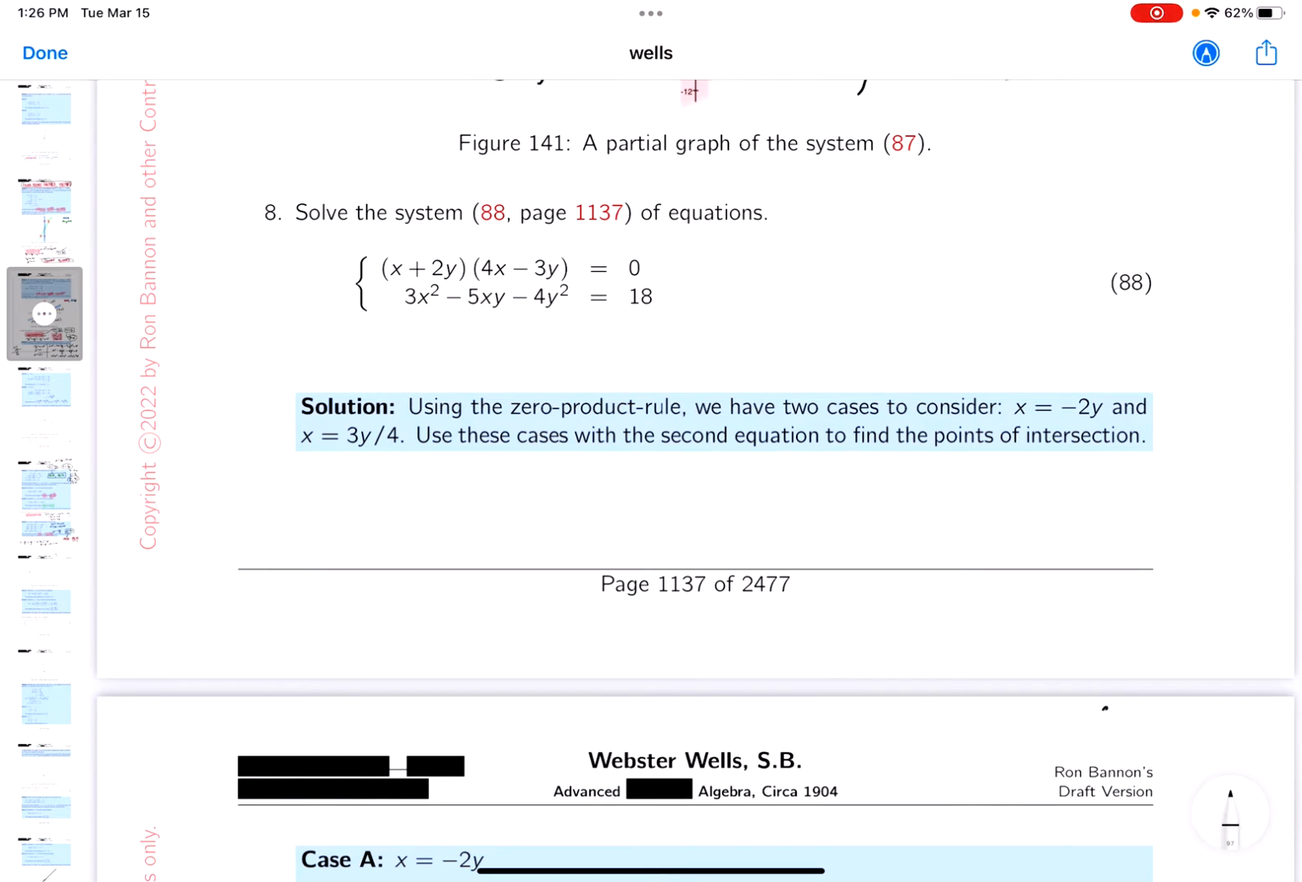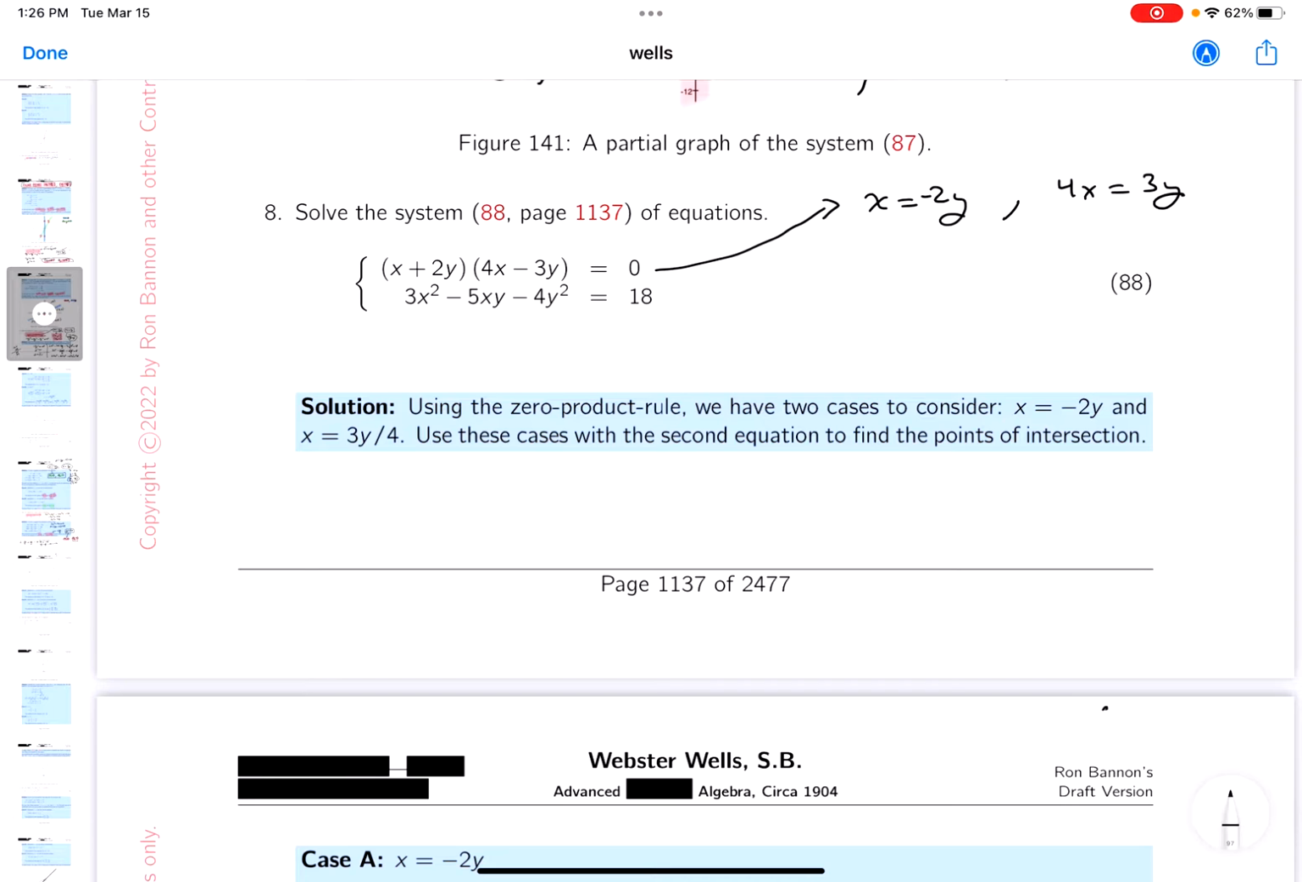Okay, let's use the zero product rule. So on the first one, it's a product that equals 0. So that means x equals minus 2y. And the other one is going to be 4x equals 3y. All right? Okay, I'm going to plug them in now.